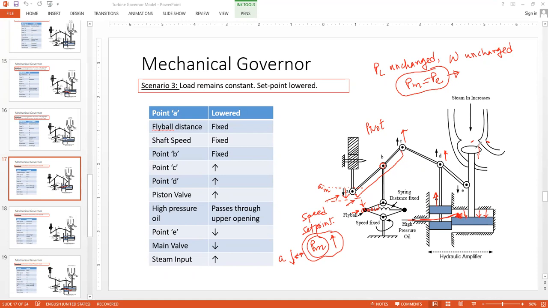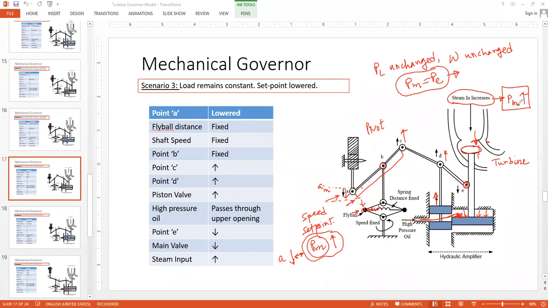So what will happen? This heavy piston will move down, and it will take point E along with it. So point E moves down. So D is moving up, but E is moving down. So what will happen ultimately? This channel will have a greater opening, a larger opening. Ultimately, your steam input will increase, and as soon as your steam input increases, the turbine here will get more input. So you are in a position now to provide more mechanical input to the system.